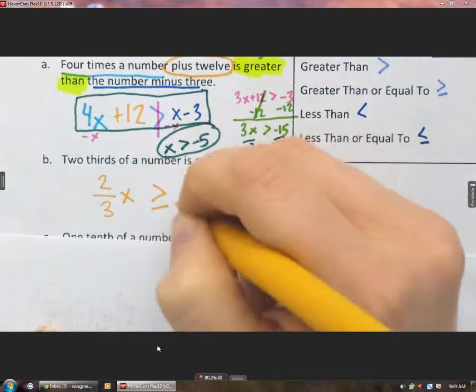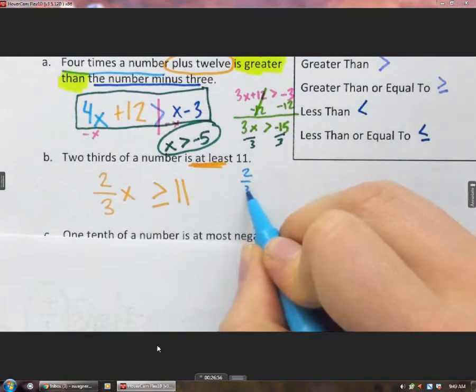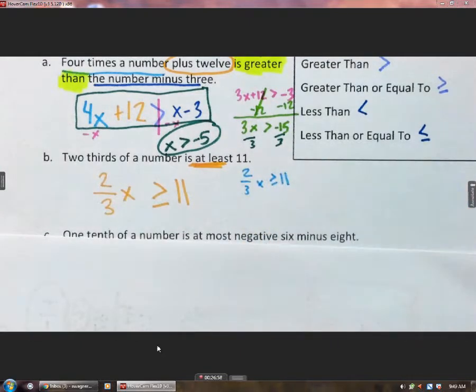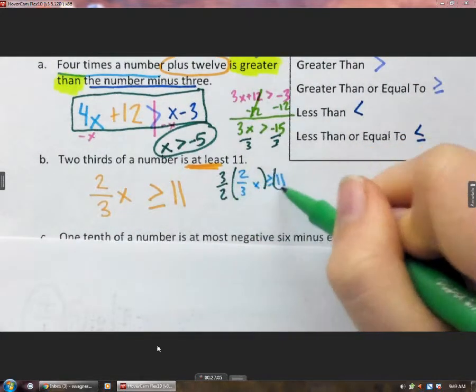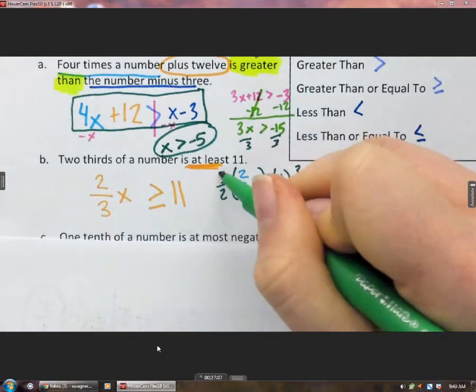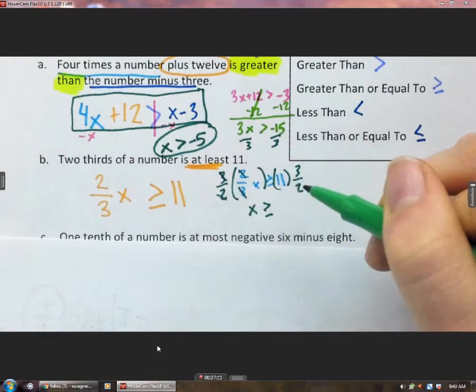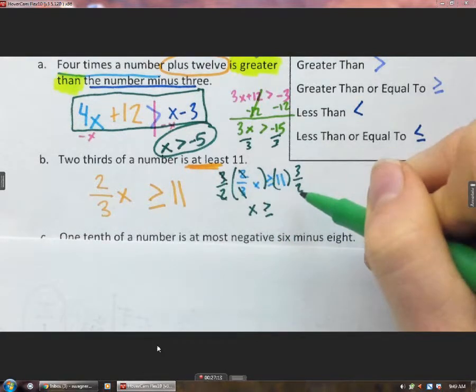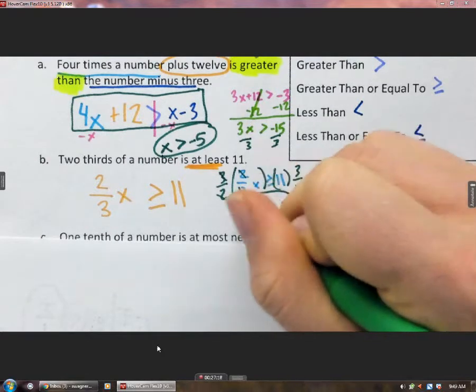Greater than or equal to, is at least 11. So we wrote it, but then we got to solve it. So how do I get x by itself? Good, I heard it. Multiply by the reciprocal. So I have x is greater than or equal to 11 times 3 divided by 2. It's going to be 33 halves. That can't be reduced, so that's good enough right there.